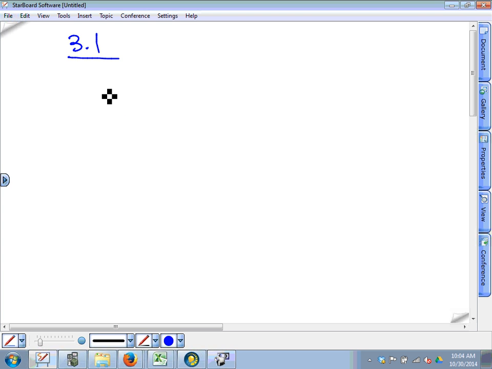From 3.1, I asked you to do this problem here. And I noticed that there was a lot of confusion regarding this problem. Okay? So, with two terms like this, 2x squared plus 6x, you've got to factor out a common factor.